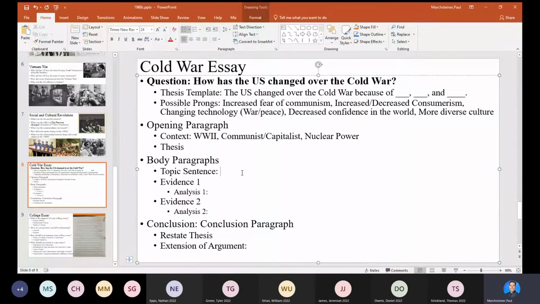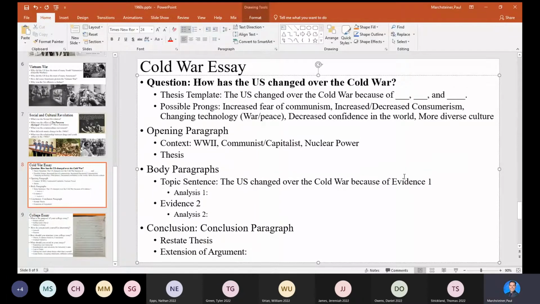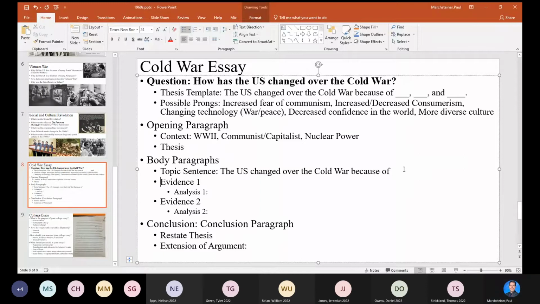What's the easiest way to make a topic sentence? Parker? Yeah, use your thesis, but only use the problem that's relevant. Do a little copy and pasting if you need to. So you would make this: the U.S. changed over the course of the Cold War because of increased rights for women. It's just an easy way to help guide your reader as to saying, hey, here's what part of the paper you're currently in. This is the part of the paper that's going to deal with women's rights.